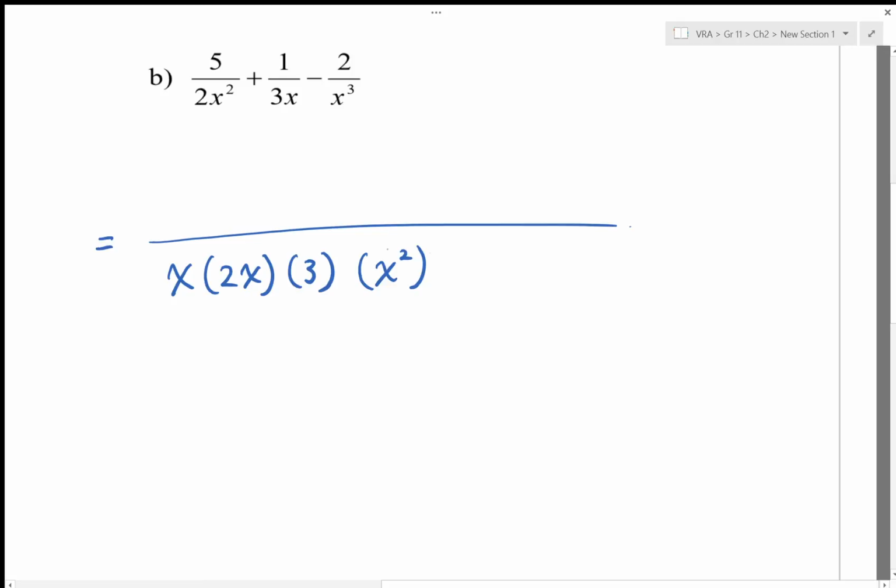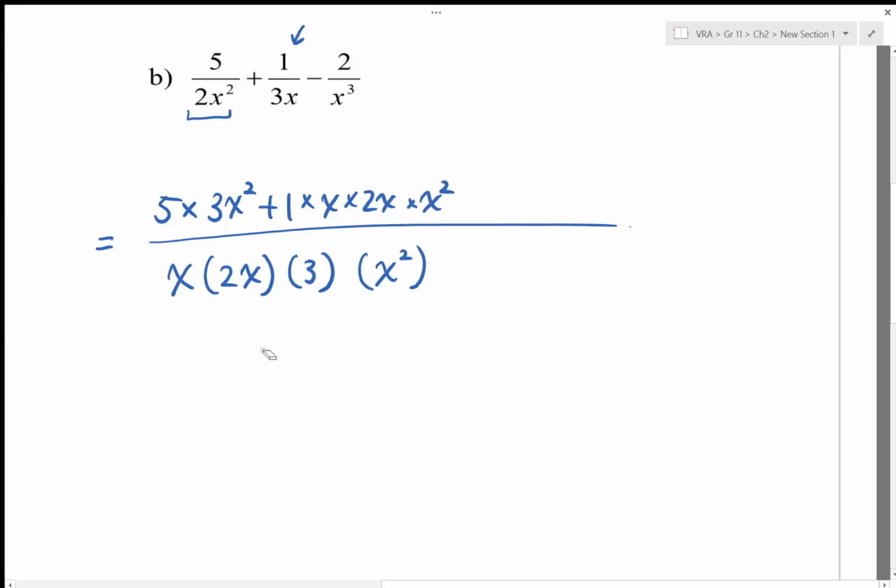So let's simplify the denominator. The denominator is then, I'll just write it, x times 2x times 3 times x squared. So if you look at 2x squared, what's missing is 3 and the x squared. So you are going to multiply the numerator, which is 5, by what's missing. So 3x squared. This is what you're going to multiply to the numerator. Now, if you look at this numerator with the 3x, what's missing is x, 2x, and the x squared. So you are going to multiply this positive 1 by x, and then times 2x, and then times x squared.